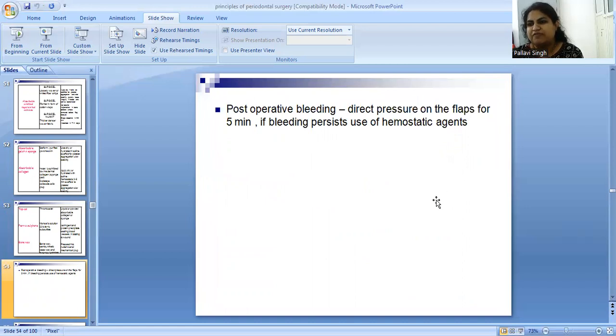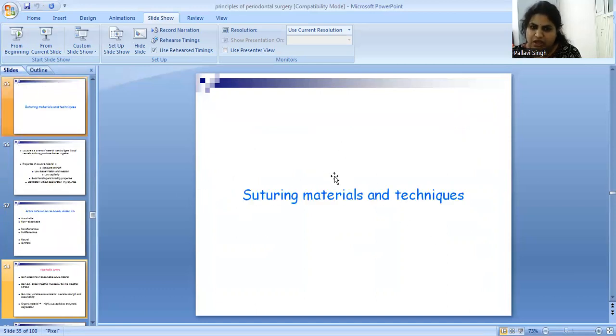For post-operative bleeding, you can directly apply pressure with gauze on the flap for 5 minutes. If bleeding persists, you can use a hemostatic agent. Most of the bleeding in periodontal surgery can be directly controlled with the help of pressure gauze. If you cannot control bleeding with the pressure technique, you can use a local hemostatic agent. Now we are going to discuss suturing materials and techniques.